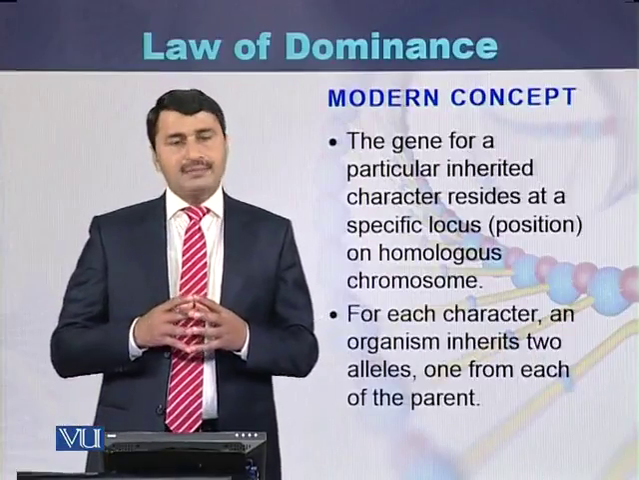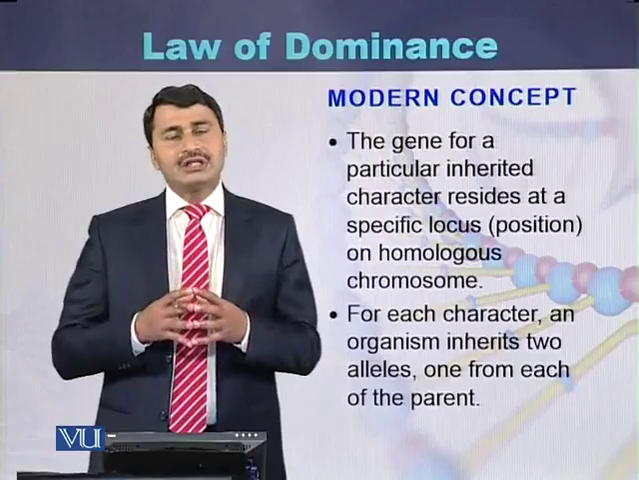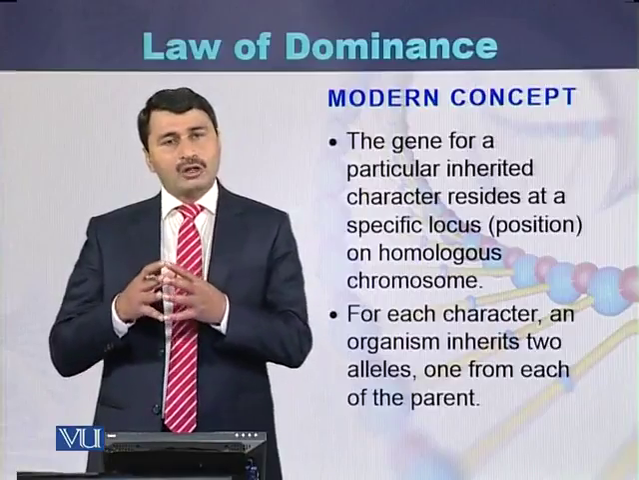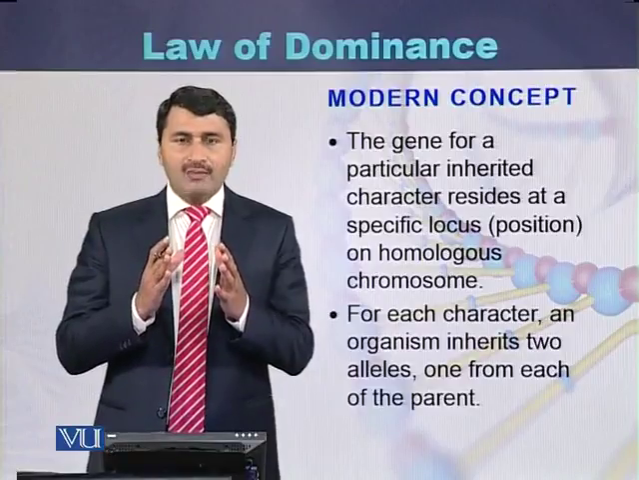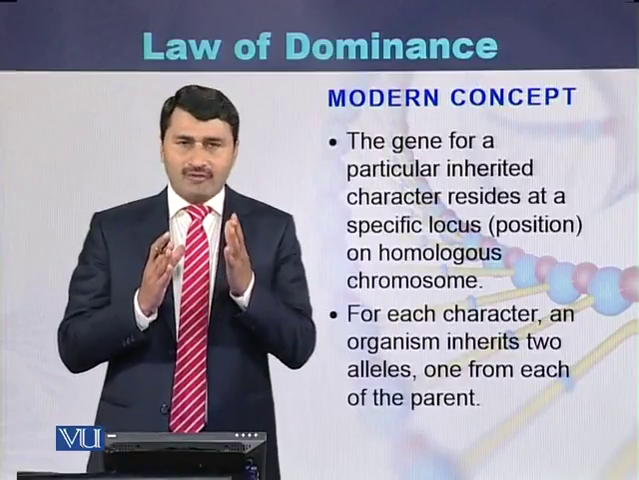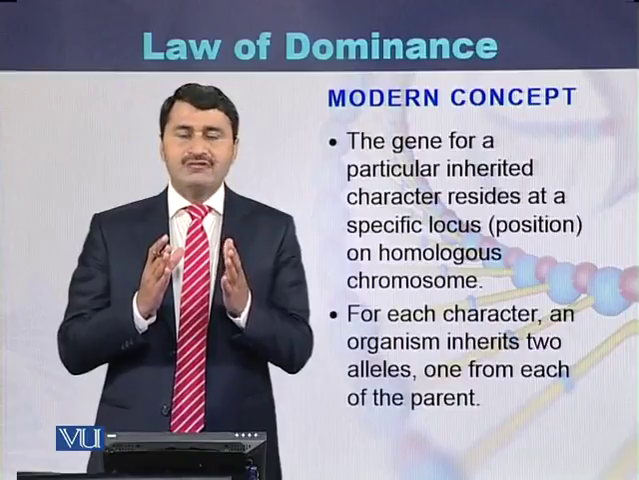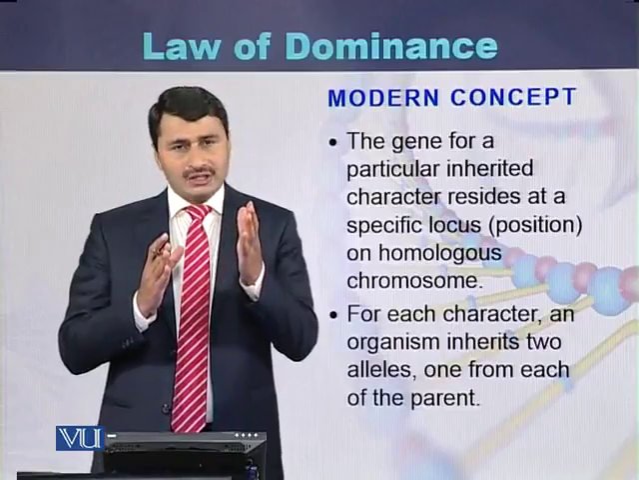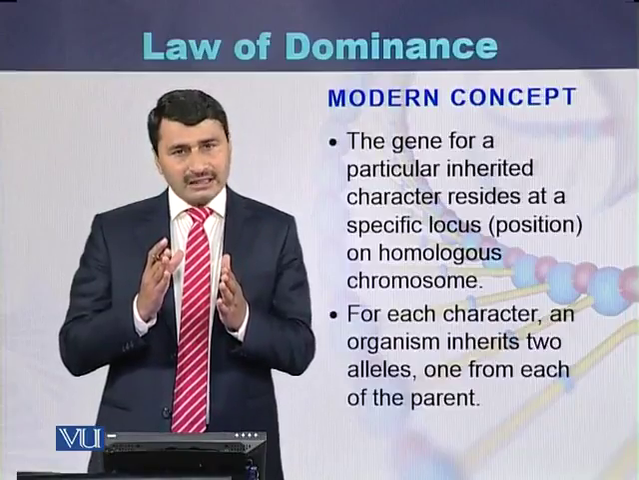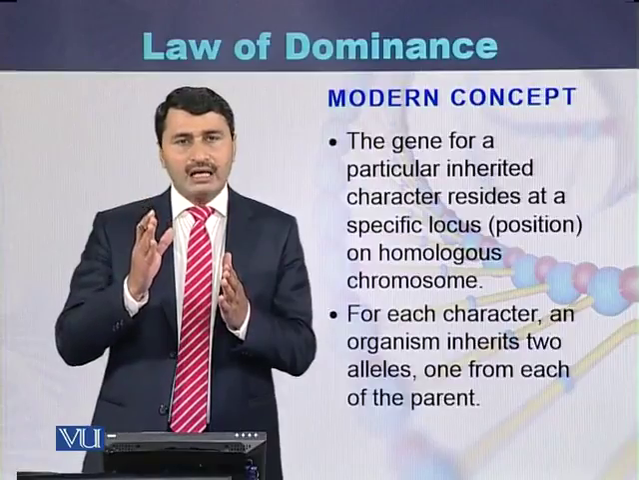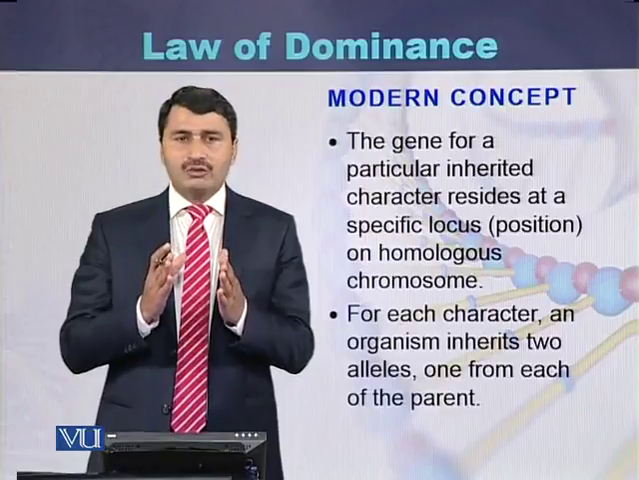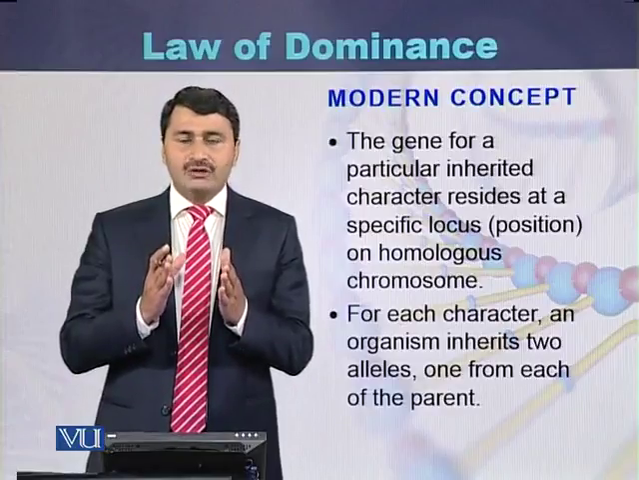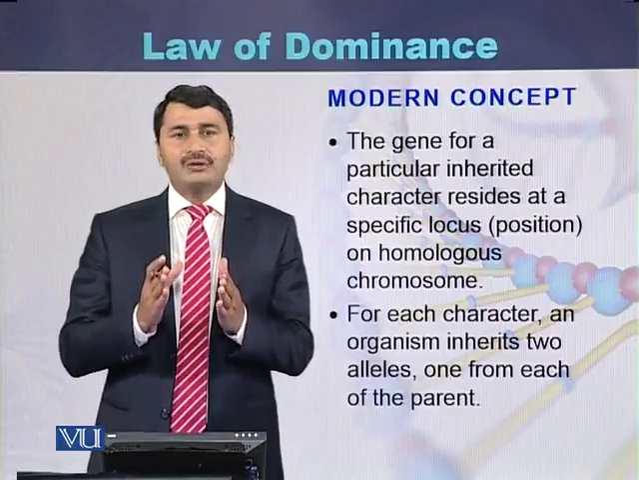The modern concept is that these genes are present on chromosomes, and chromosomes are in the form of homologous pairs. One of the homologues, meaning one of the chromosomes, is transferred from the father and one of the chromosomes is transferred from the mother. So each chromosome has a particular locus for a particular trait.